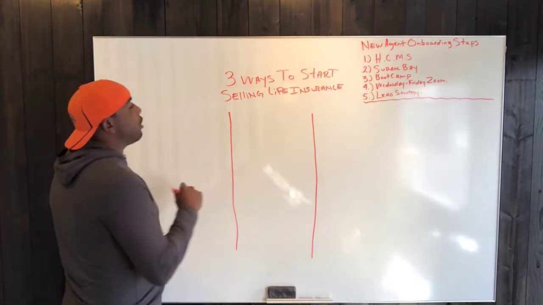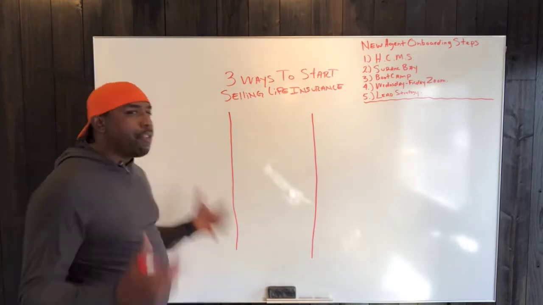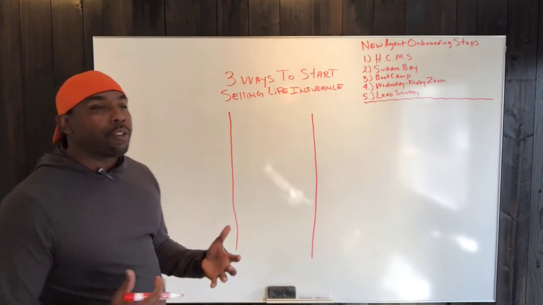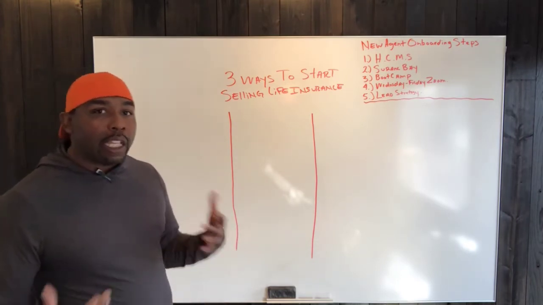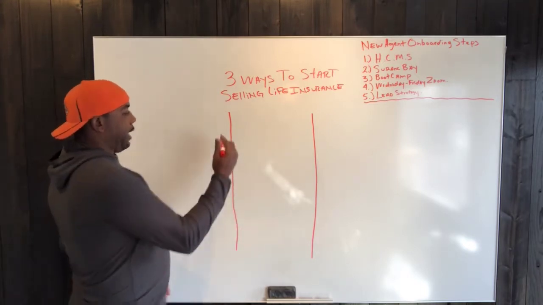So basically, there are literally 3 ways that you can start selling life insurance. And the important thing is you understand clearly how all these different models work so that you don't waste your time, because you don't have the right expectations or realistic expectations on what you can do and how you can hit your income goals in a timely manner, right?